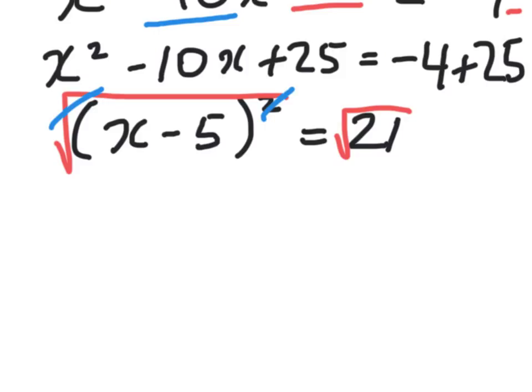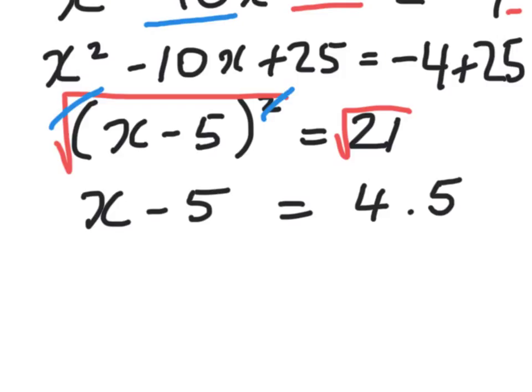That's all gone now. We're left with x minus 5 is equal to the square root of 21. Put that in your calculator. I think it's going to be somewhere in the region of 4.5 something. Okay, I'm going to say 4.5. And remember, it's plus or minus 4.5, because any number has two square roots.